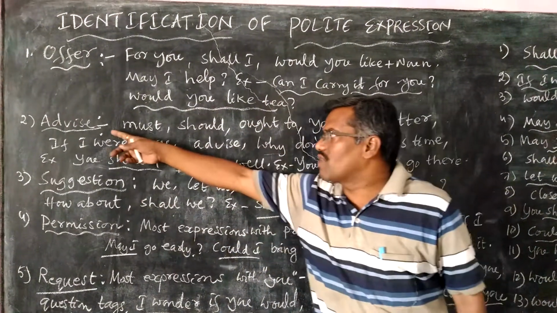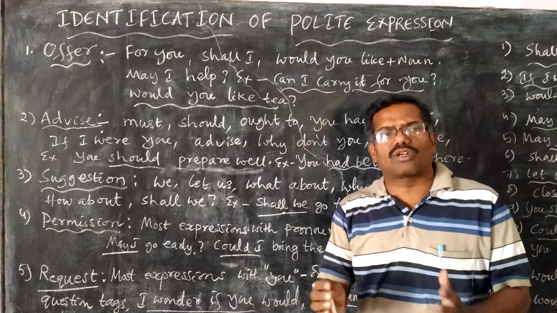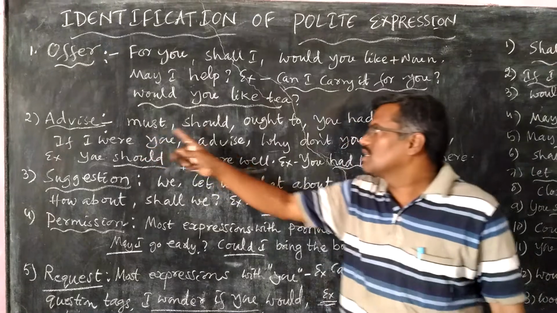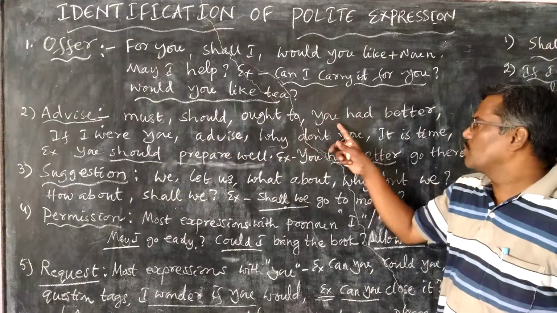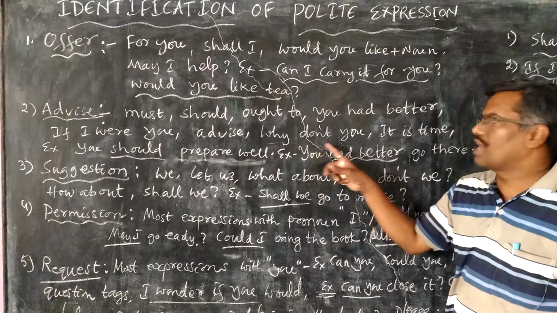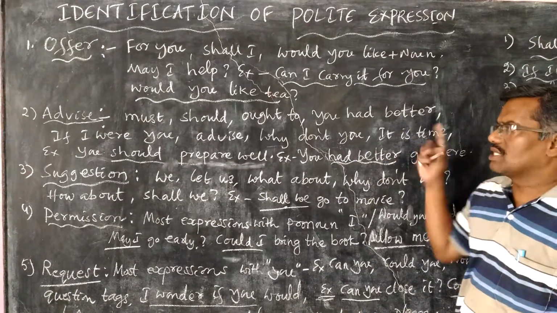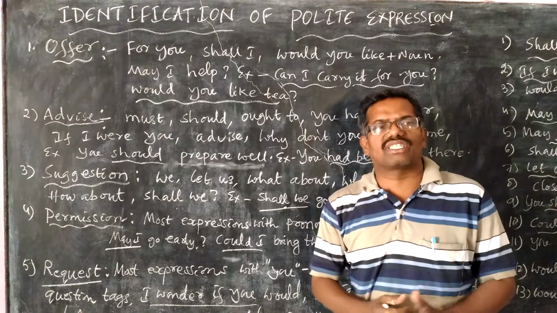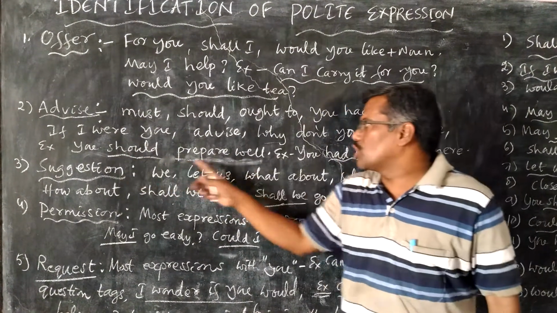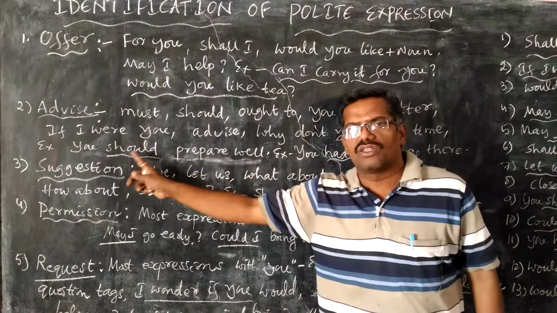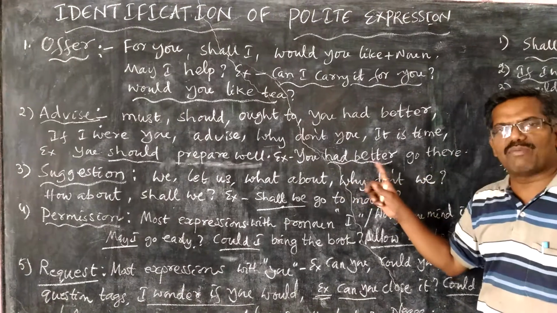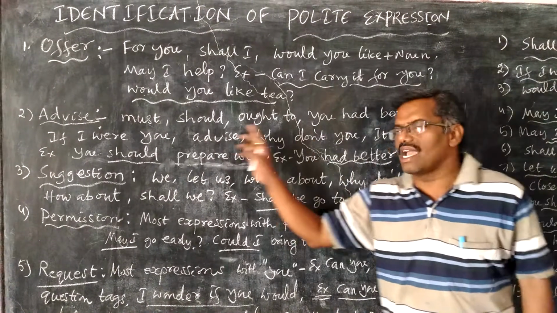And next one, advice. How can we know that a particular expression is an advice? If there is must, should, ought to, you had better, if I were you, why don't you, it is time, then we can say that the expression concerned is an advice. Example, you should prepare well, should is there, so it is an advice. You had better go there, had better is there, so it is an advice.